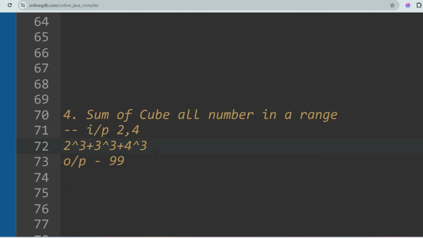I have already solved these problems. Please go through the playlist of TCS NQT. You'll get most of the problem solutions. If you don't get them, then still search on LeetCode, you'll get it.